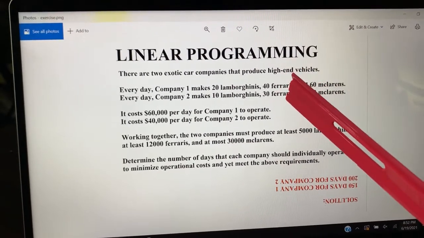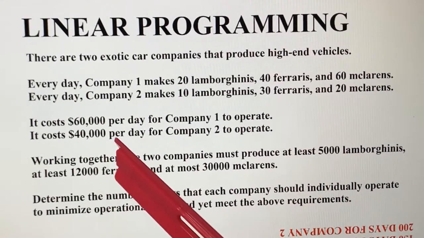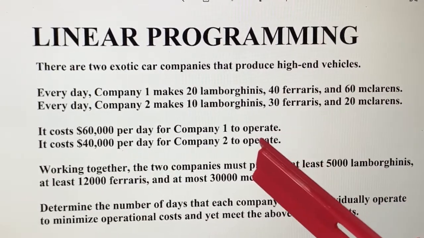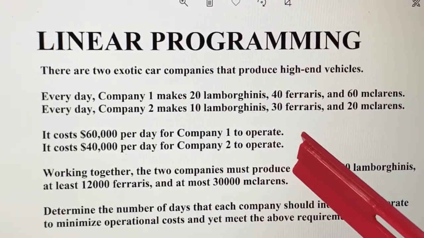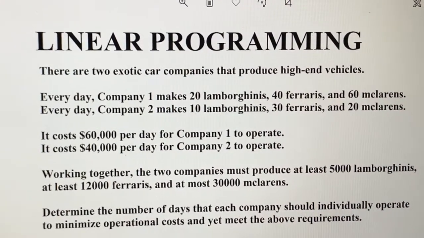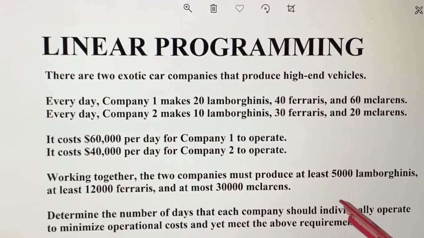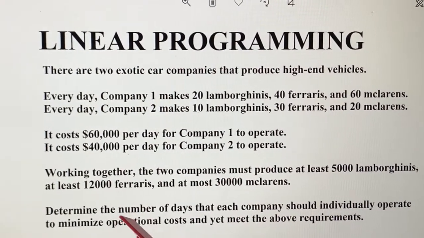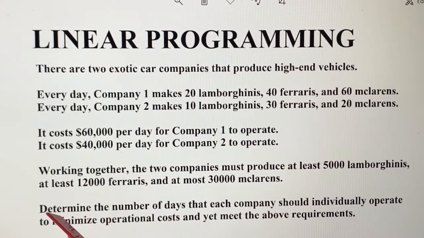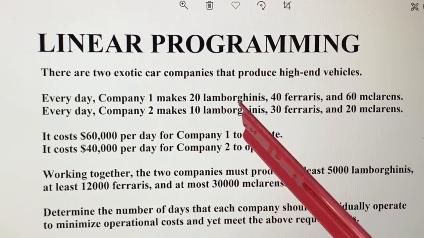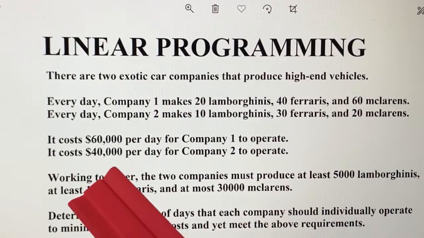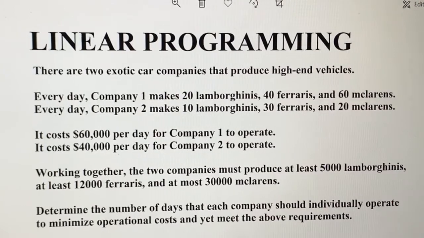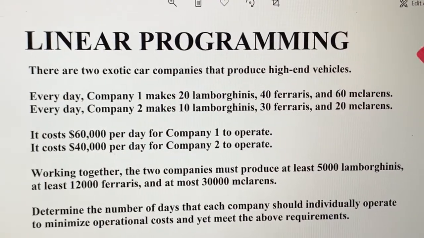And then Ferraris, and we need at least 12,000 Ferraris. And then 20 McLarens a day. And we need at most 30,000 McLarens. Now the objective is to find how many days each company should work so that our operational costs are minimized. There's $60,000 a day for company one to operate, and then $40,000 a day for company two to operate. So taking in all these conditions, here are the constraints and the objective function.